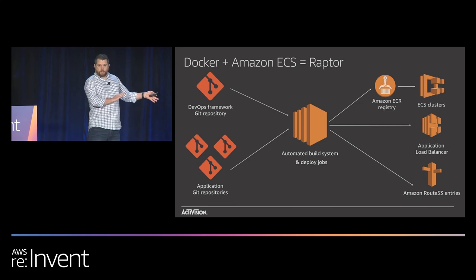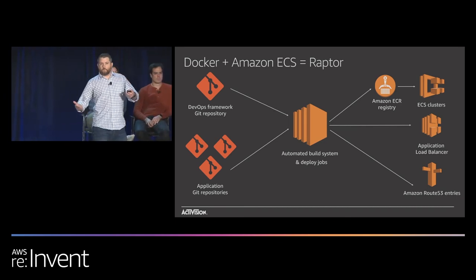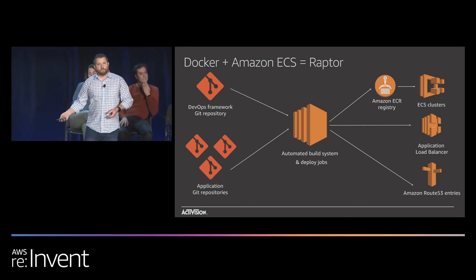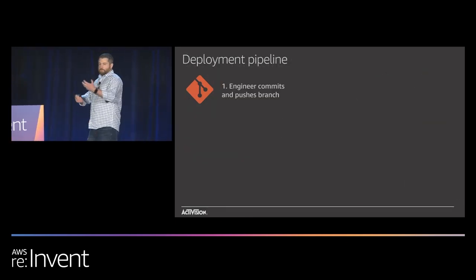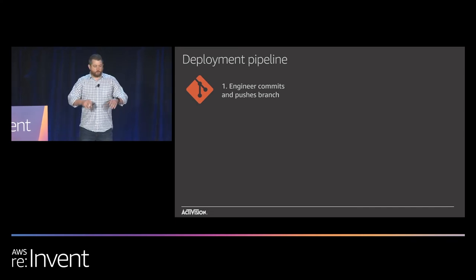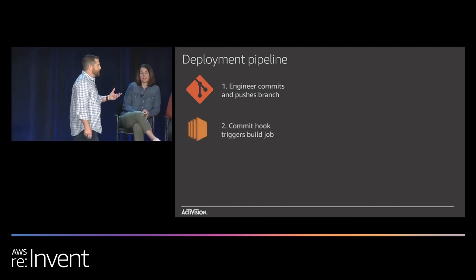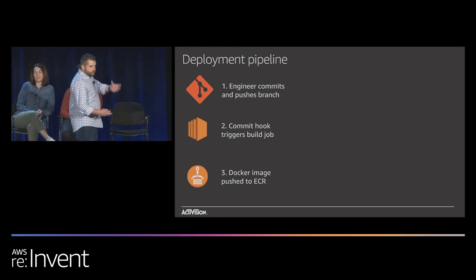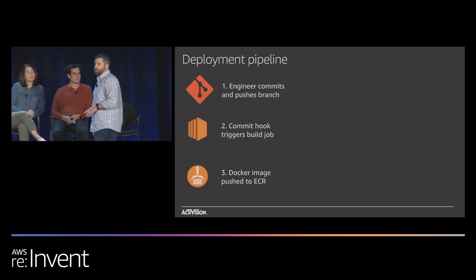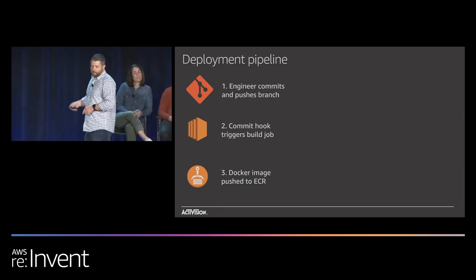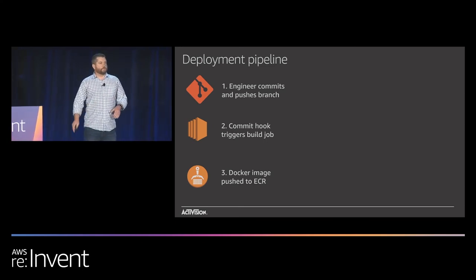So that's an overview of the pipeline itself. I want to walk you through what it looks like day-to-day for an engineer to use the pipeline and how easy it is for them. The engineer first does their code and their commit and pushes it up into Git. Then we have Git commit hooks that trigger the build jobs, build the Docker images, and push those images straight to ECR. Every single commit, every single push gets pushed up into ECR, gets tagged with the Git tag, and is just sitting there waiting to be deployed.